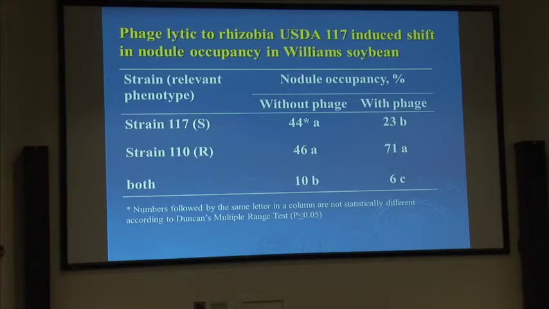What will happen to this nodule occupancy? So what happened here, this is virus 117, which is effective against bacteria 117. And we use bacteria 110, which is resistant to the virus. And you see the percentage of these bacteria inside the nodules. This is without the phage. If you add the phage, in this case 117 phage, you see a large increase: 71% of nodules were occupied by this strain, and 23% by this strain. Only 6% had both strains inside the nodules.